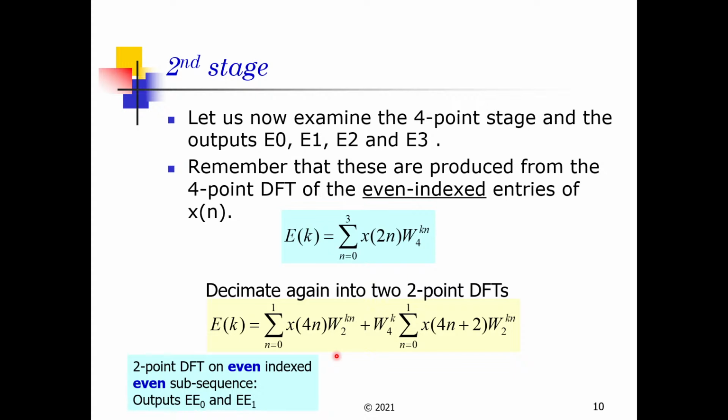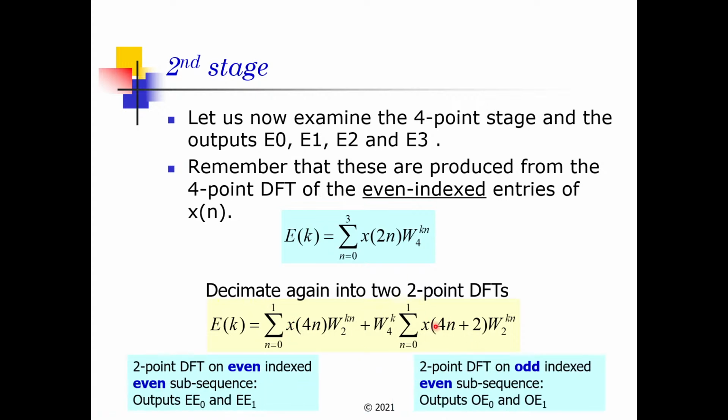So for those 4 points that we just now had from that first decimation stage, we now split this into 2-point DFTs. So we're going to be using the even indexes from those 4 points here, and the odd indexes from those 4 points in particular as well.